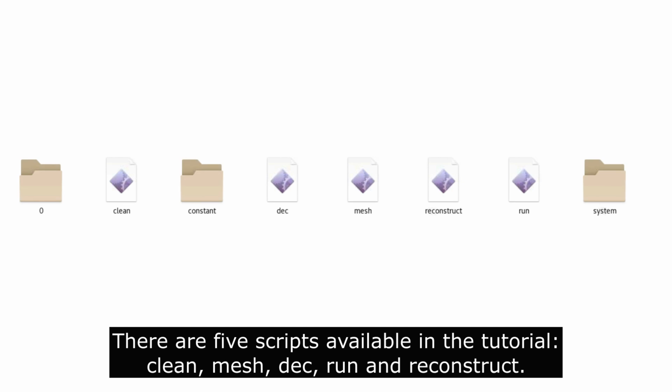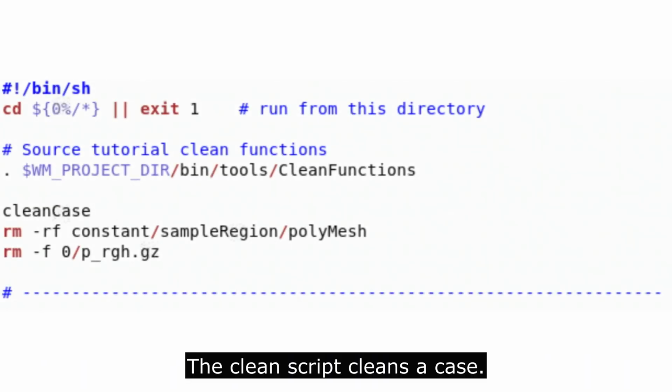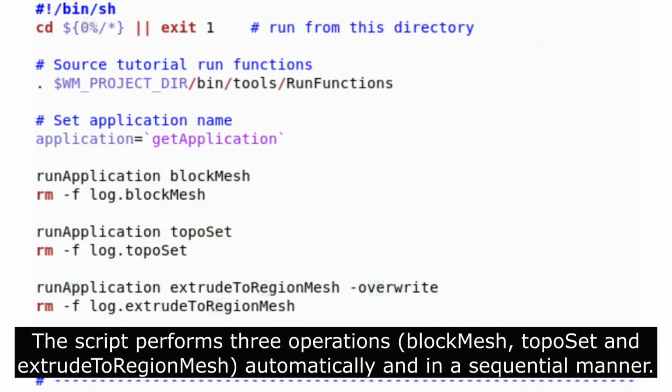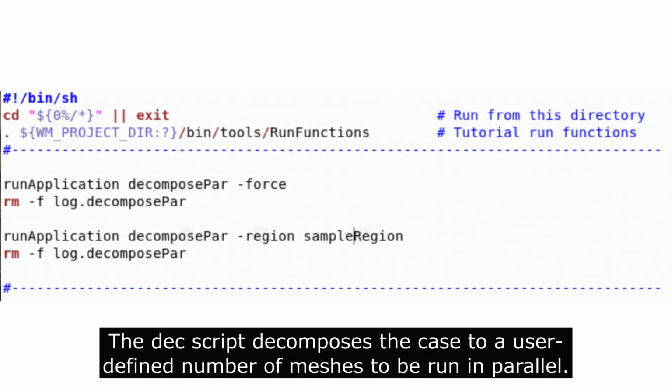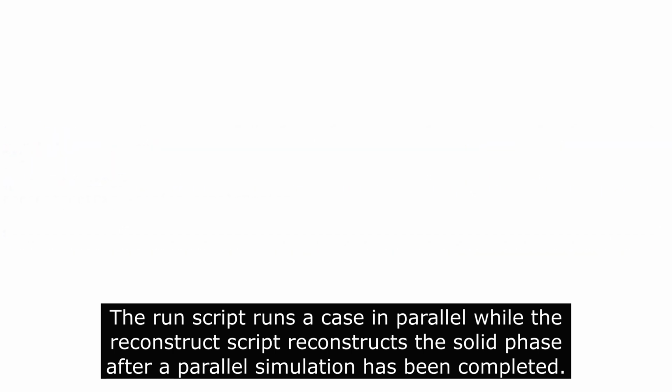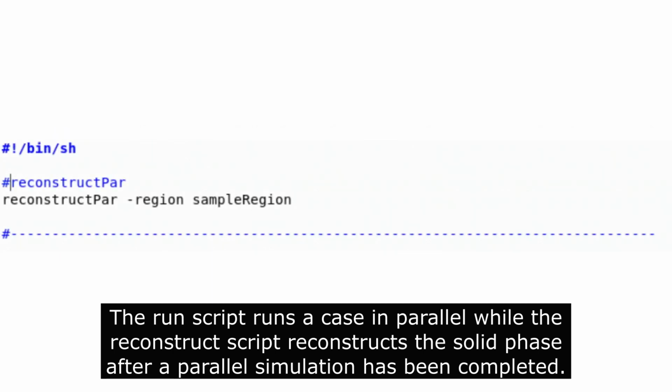There are 5 scripts available in the tutorial: clean, mesh, deck, run, and reconstruct. The clean script cleans a case. The creation of the computational domain, mesh, and the solid sample is automated through the mesh script. The script performs 3 operations, that is block mesh, toposet, and extrude to region mesh, automatically and in a sequential manner. The deck script decomposes the case to a user-defined number of meshes to be run in parallel. The run script runs a case in parallel, while the reconstruct script reconstructs the solid phase after a parallel simulation has been completed.